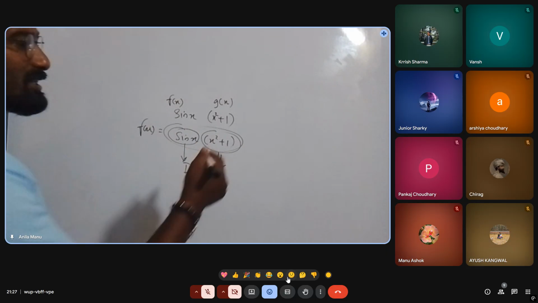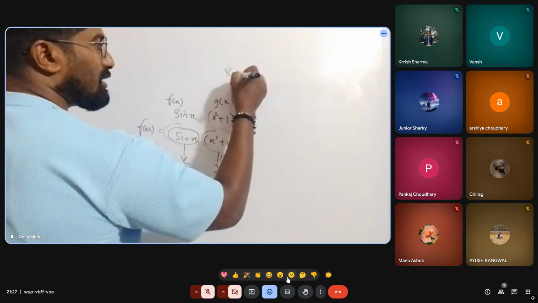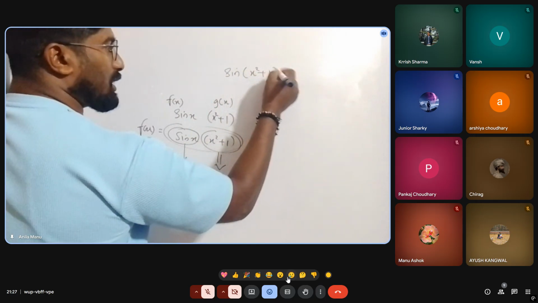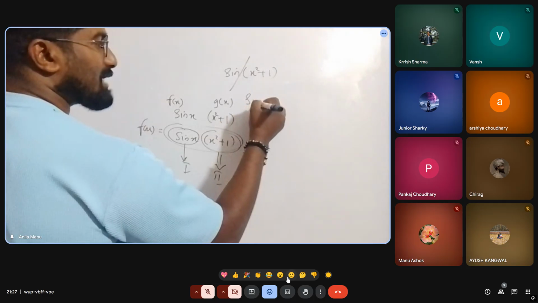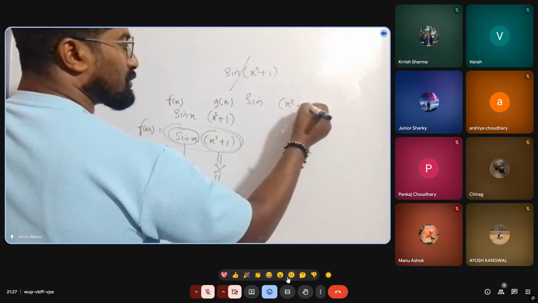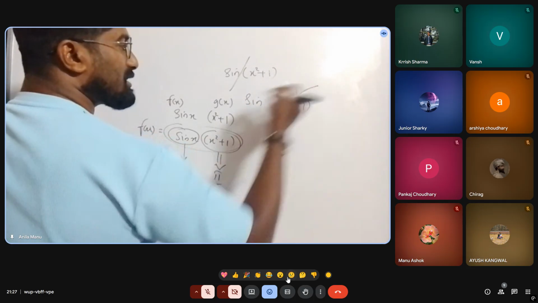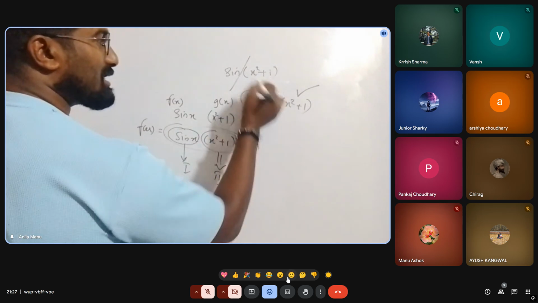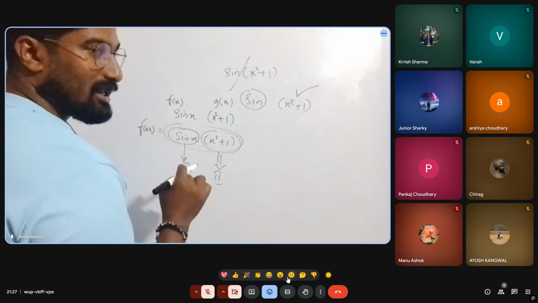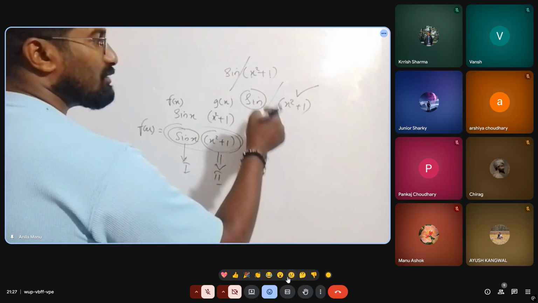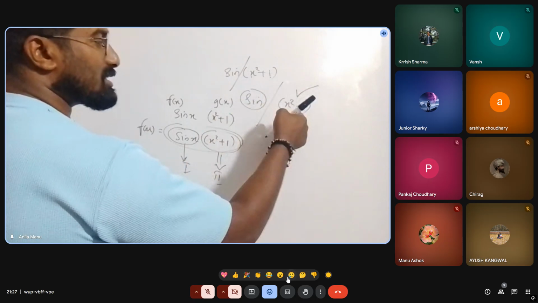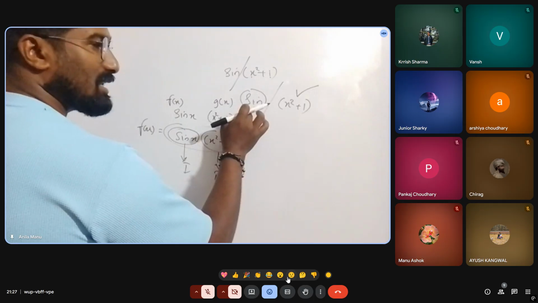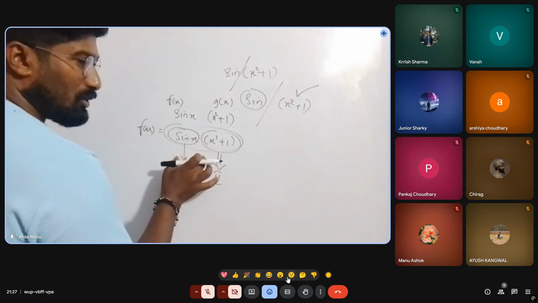Okay. Suppose it is a composition, I told you sine of x square plus 1. So when you split it, sine then x square plus 1. X square plus 1 is an algebraic function, that is complete. But sine is incomplete, its angle is not there. Sine of what? X square plus 1. So when you split it, we won't get two complete functions. That's why this is not solvable by product rule.